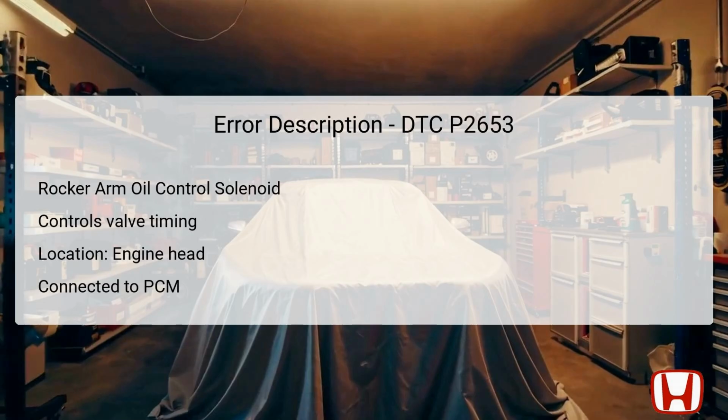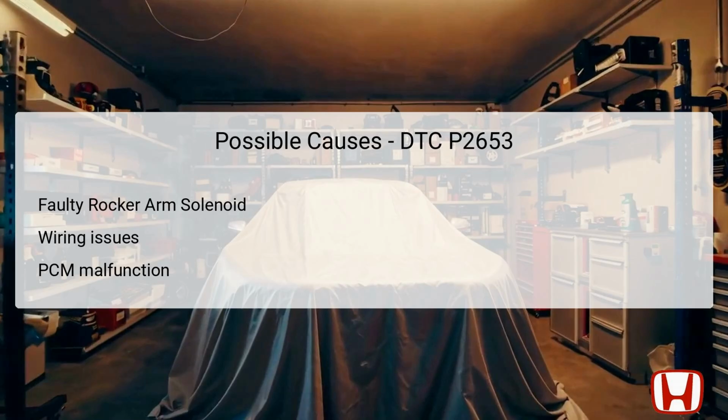When the PCM detects that the return signal from the rocker arm oil control solenoid is off while it outputs an on signal, it triggers the fault indicator by storing DTC P2653. The diagnostic process primarily revolves around inspecting this specific solenoid, its connectors, and associated circuits to identify any malfunctions that prevent proper operation. Several issues may cause DTC P2653.